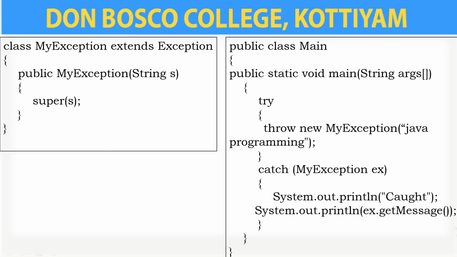In this program, the constructor of MyException requires a string as its argument. The string is passed to the parent class Exception's constructor using the super function. The constructor of the Exception class can also be called without a parameter, and the call to super is not mandatory.